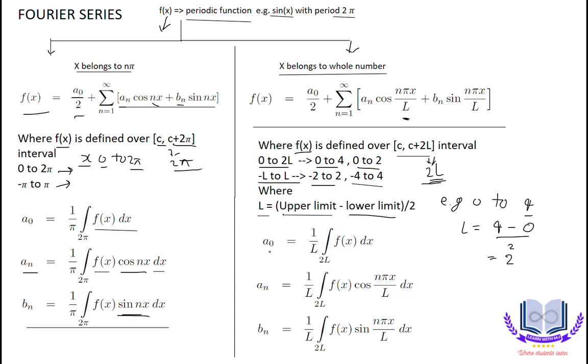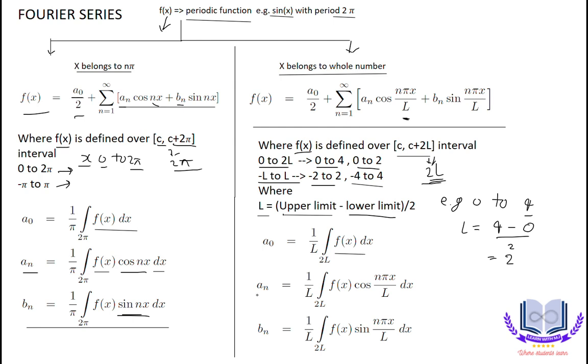Okay. Now for that we have a formula to find the values of a naught, an, and bn. For a naught, the formula is 1 upon L. In the previous one, we had the formula with 1 upon 5. So here we have 1 upon n, and integration over the limit of f(x).